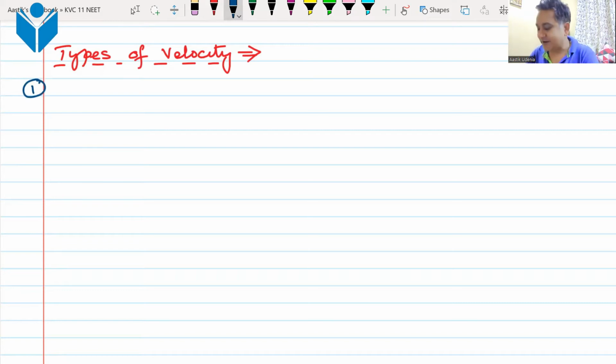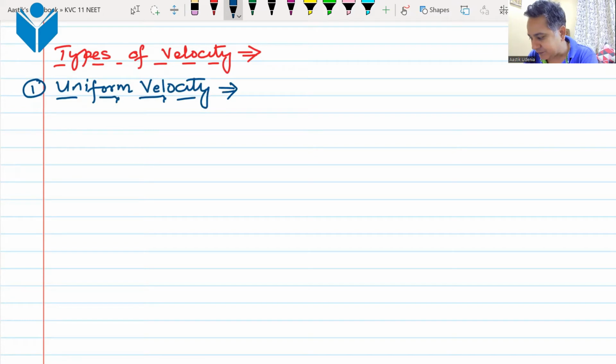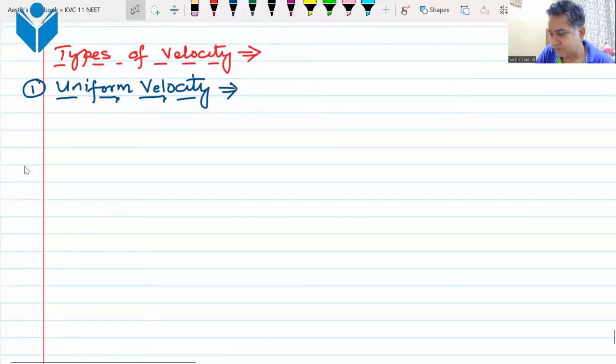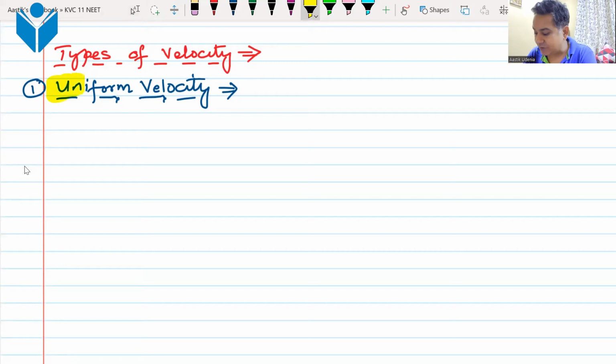Uniform velocity, sir. Very good, my dear friends. The first type of velocity is uniform velocity. Okay, is the screen visible now? So, we were discussing the types of velocity, and the first type of velocity that we got to discuss is uniform velocity. Now, what are the other terms that we can use for uniform velocity?